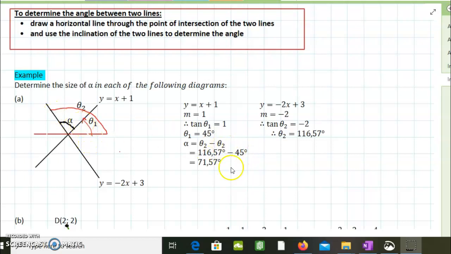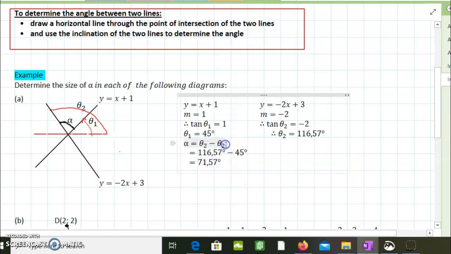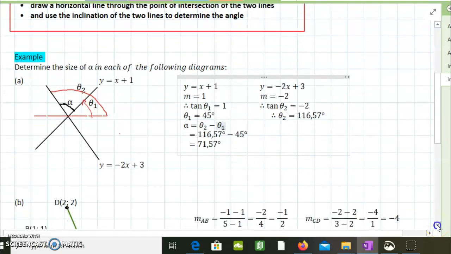Okay, there should be 1 over here. Just change that, theta 2 to theta 1. So theta 2, which is 116,57, minus 45 will give me alpha, and alpha is therefore 71,57 degrees. Let's look at our next example.